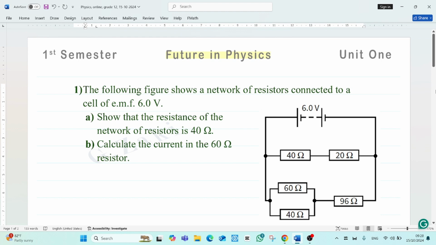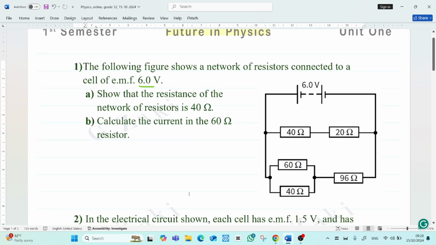We solved some questions about resistors in parallel and series, and also about Kirchhoff's law. The first question: the following figure shows a network of resistors connected to a cell of EMF 6.0 volt. Show that the resistance of the network of resistors is 40 ohm. We need to find the combined resistance, or the total resistance, of the network.